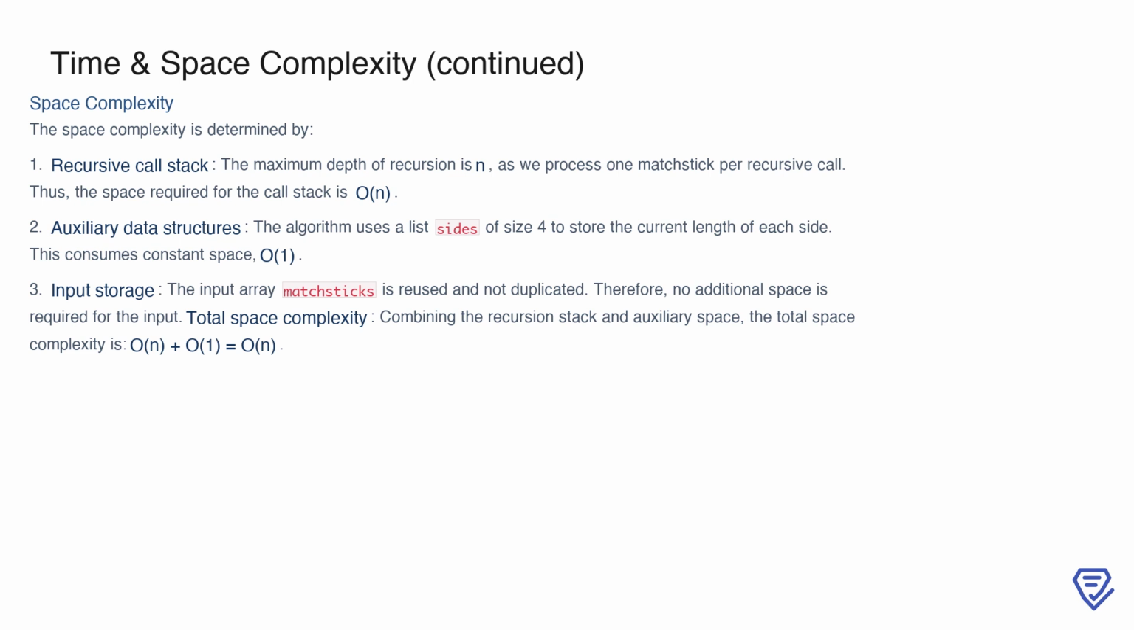The input array of matchsticks is reused directly without creating additional copies, so no extra space is needed for input storage. When we combine these factors, the total space complexity is O(n) for the recursion stack, plus O(1) for auxiliary space, resulting in an overall space complexity of O(n).